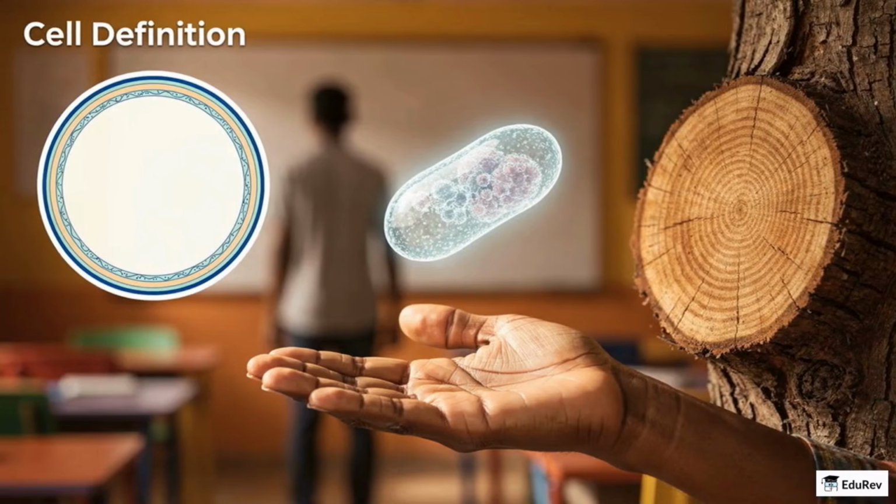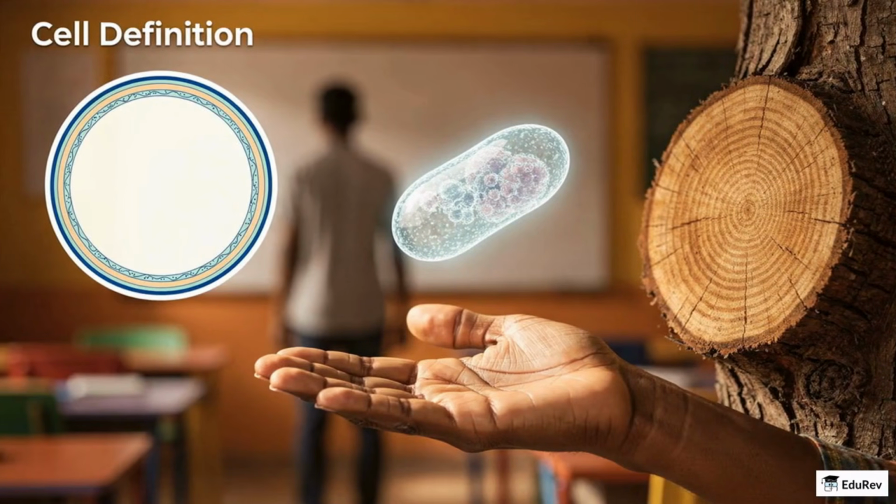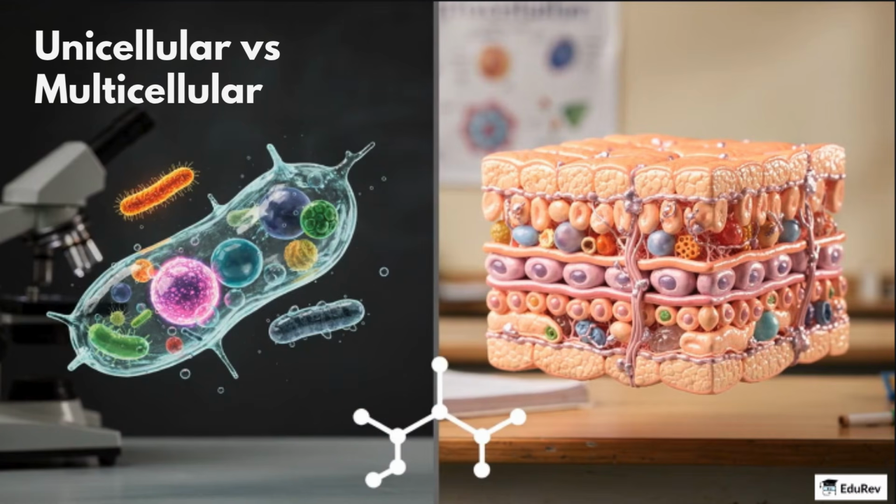Now let's bring that picture down to the level of something you can study in class. A cell is the basic structural and functional unit of all living organisms, from a single bacterium to a giant tree or a human being. Some organisms are unicellular, made of just one cell like bacteria and amoeba, while others are multicellular, made of many specialized cells that form tissues, organs, and organ systems working together.